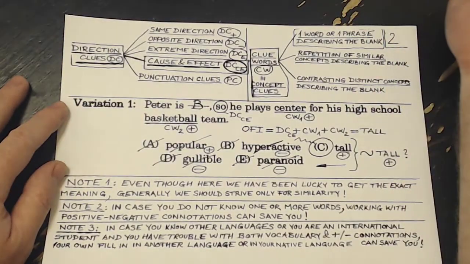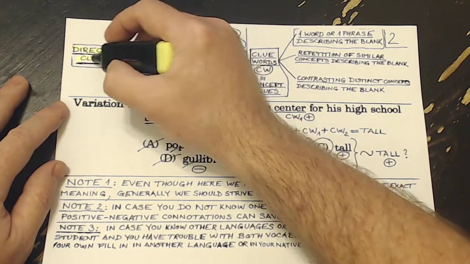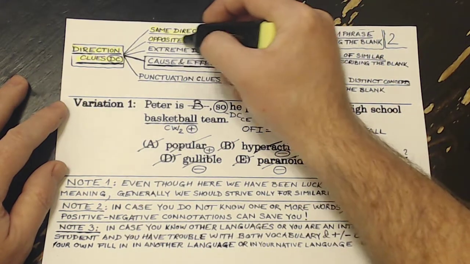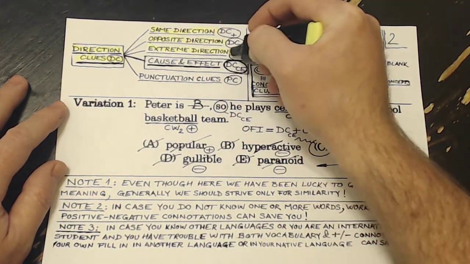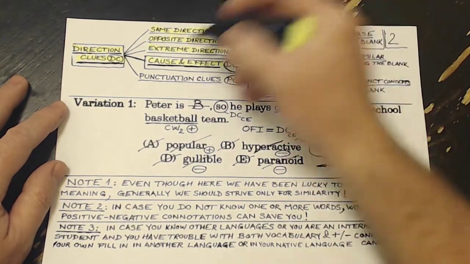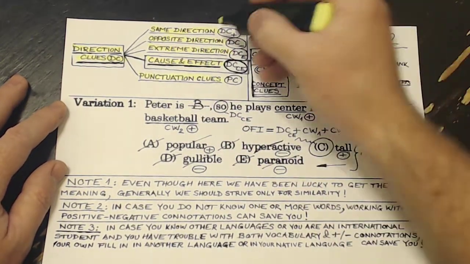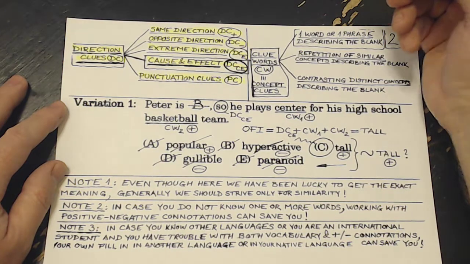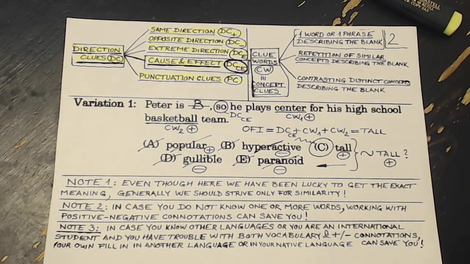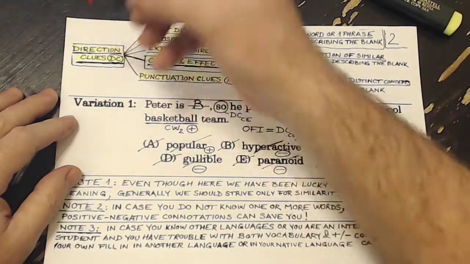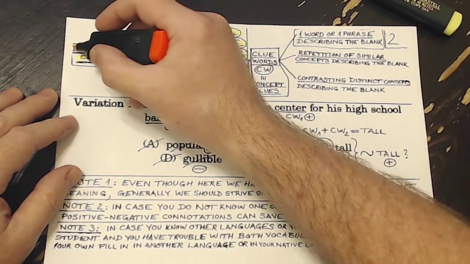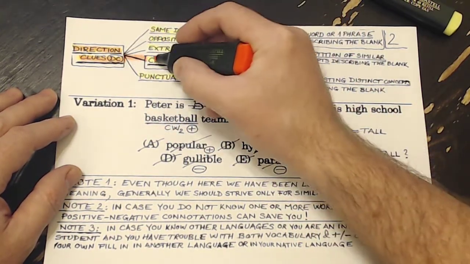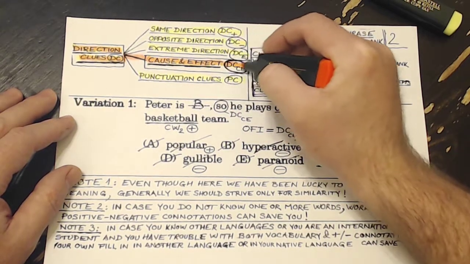What type of direction clues are there? Well, there are the same direction type clues, opposite direction type clues, extreme direction type clues, cause and effect type clues, and punctuation clues, and the corresponding notation for each of those. Now, since this is a mini training, we don't really have time to cover all these. So in the subsequent exercises, we will only have time for one type of direction clue, specifically the cause and effect type direction clue.